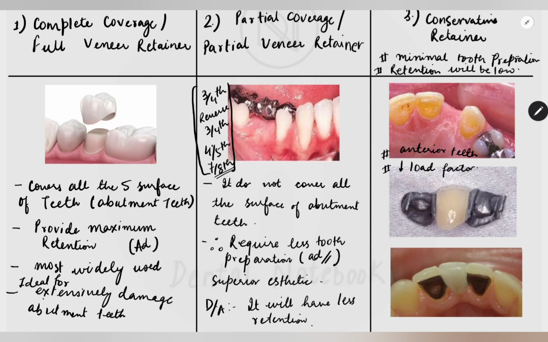You can see this is the anterior region of the oral cavity. Here is your central incisor and this is your canine, and the missing area is your lateral incisor. The prosthesis has been made for the lateral incisor, and these two portions are your retainers. They get attached to the abutment teeth: one to the central incisor and the other to the canine. The lateral incisor, which is a pontic or prosthetic, fills the edentulous space. So this is a conservative retainer.